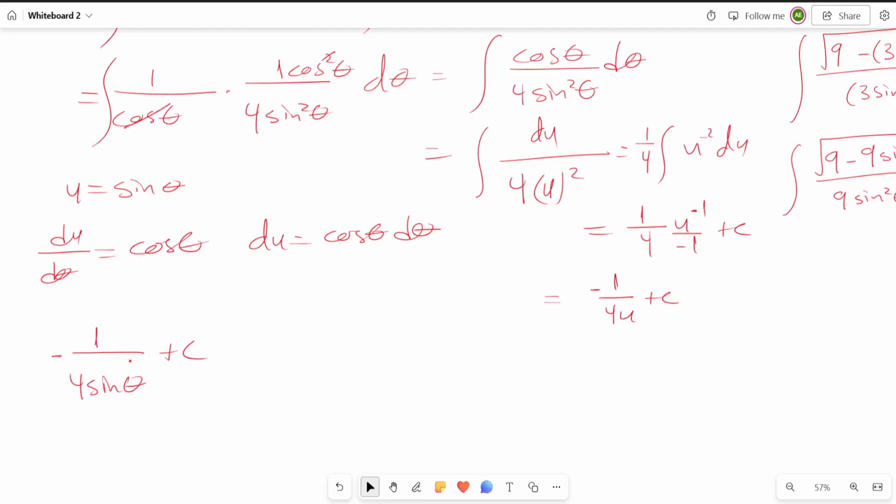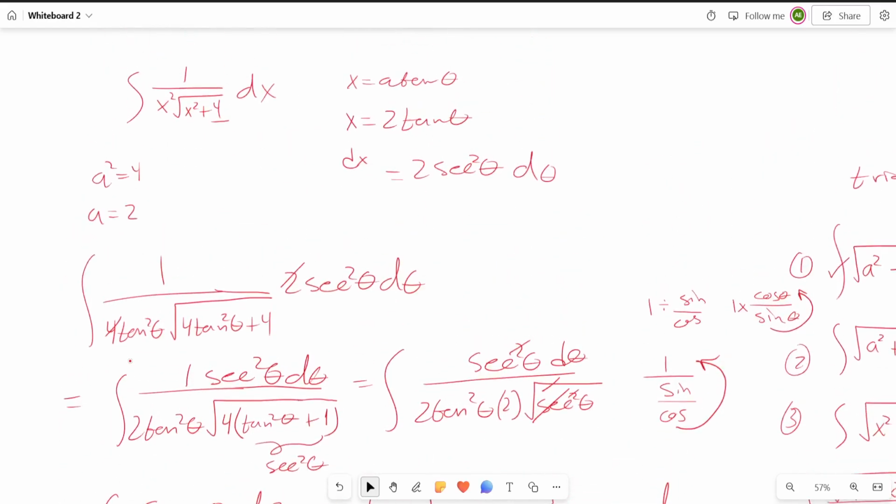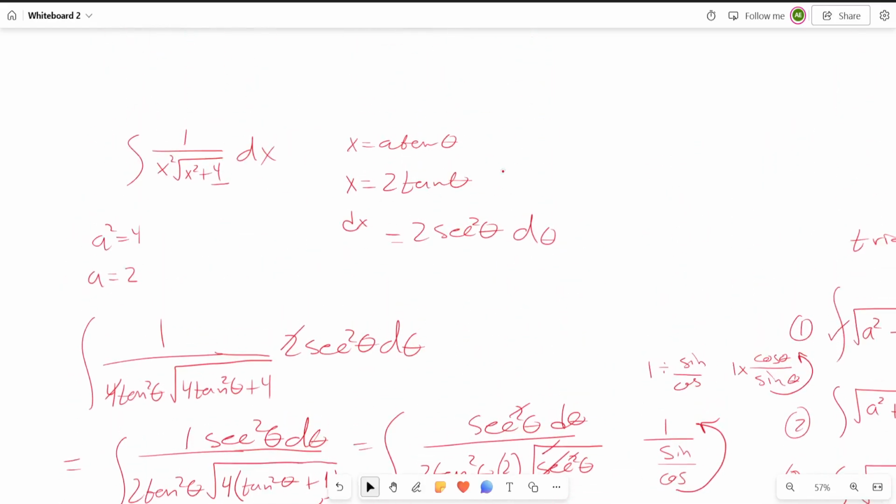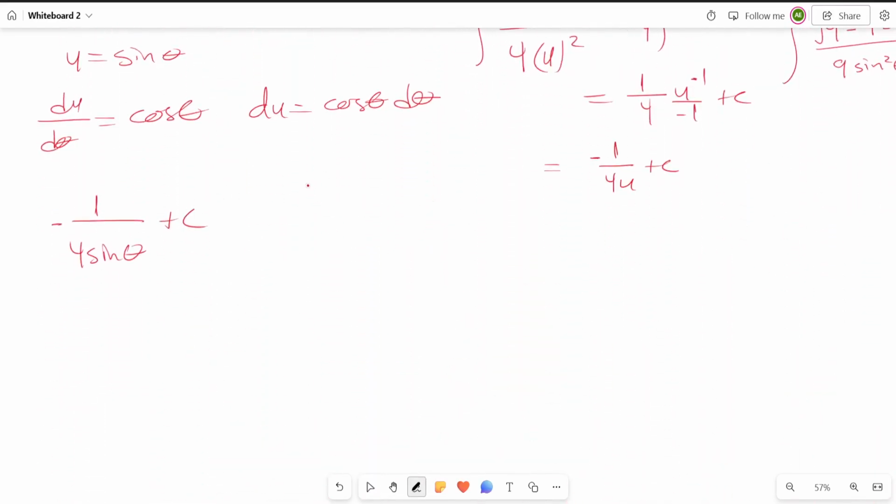However, I cannot leave my question like this because it's in terms of theta and the original question was in terms of x. So I will return back to my original substitution, which was x equal to 2 tan theta. Let's write it here, x equal to 2 tan theta, making tan theta equal x over 2. We draw our right angle triangle with this angle as theta. Tan, from TOA, is opposite over adjacent. So opposite is x, adjacent is 2. This is the hypotenuse, which is square root of x squared plus 2 squared, or basically x squared plus 4.